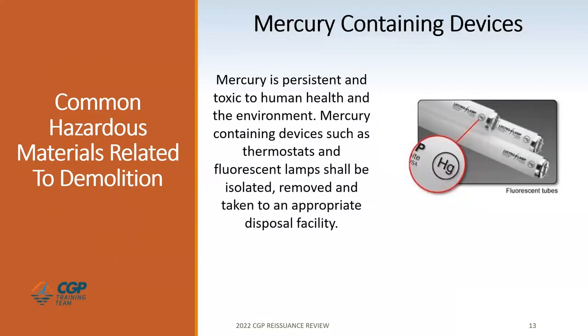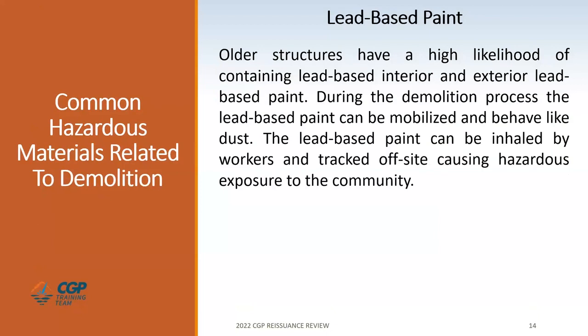The second most common hazardous material are devices containing mercury. Mercury can be persistent and toxic to the human environment and to health. Mercury-containing devices such as thermostats and fluorescent lamps should be isolated, removed, and taken to an appropriate disposal facility. Lead-based paint is often found in older structures and has a higher likelihood of being encountered during demolition activities. Lead-based paint can be mobilized and behave a lot like dust. It can be inhaled by workers and even tracked off-site, causing hazardous exposure to the community.